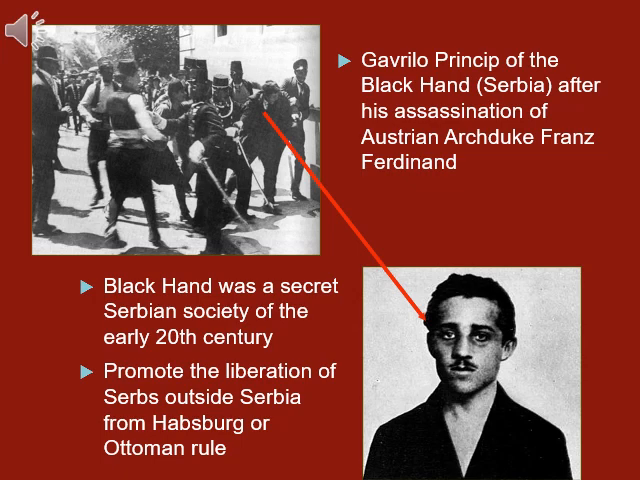Gavrilo Princip was a member of the Black Hand. This was a secret Serbian society of the early 20th century that helped promote the liberation of Serbs outside Serbia from Habsburg or Ottoman rule.